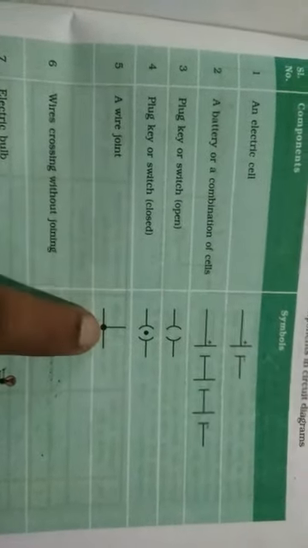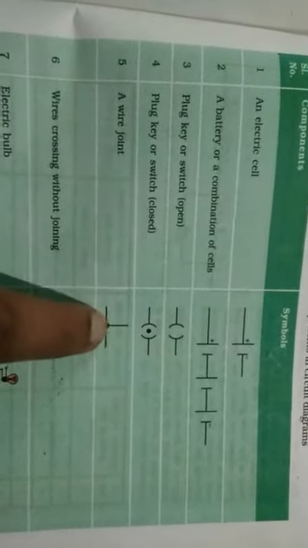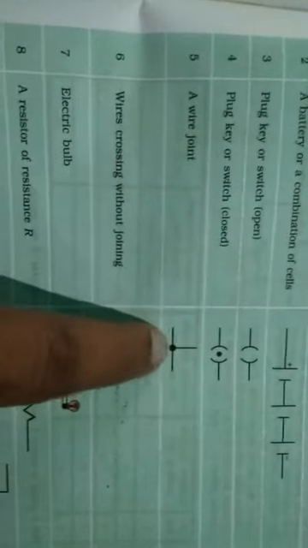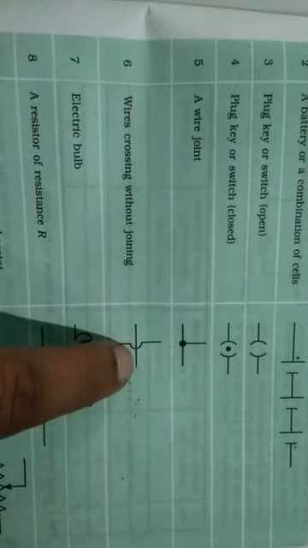Next, a wire joint. Two wires are joined here, so there is a point of intersection. That means two wires are touching each other. Next one, wire crossing without joining. You can see this connection is not there between these two. Electric bulb. This is the symbol of an electric bulb, remember. Very rarely we will use this symbol.